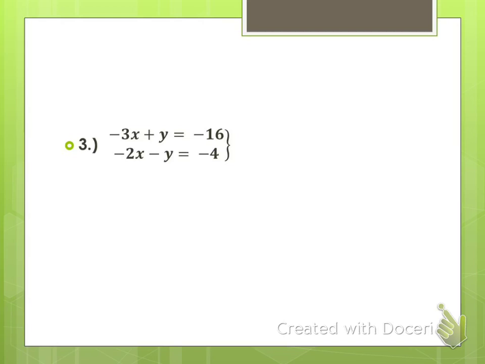All right, we'll try number 3 together. So we determined we want to get that y alone in the top equation, and the best way to do that would be to add 3x to both sides. So when I do that, I get y equals 3x minus 16. Once that y is alone, I can scratch out that equation so that I don't go back to it.